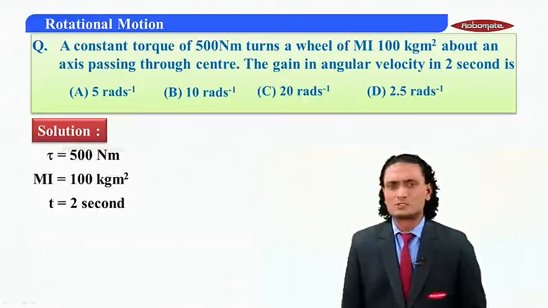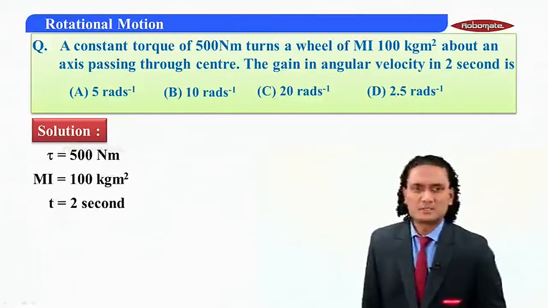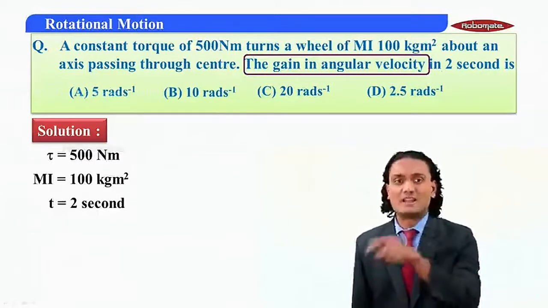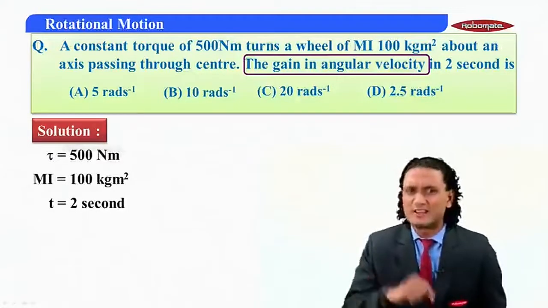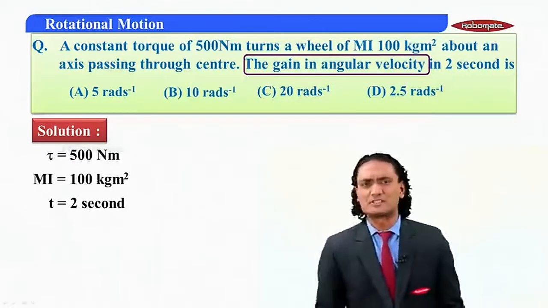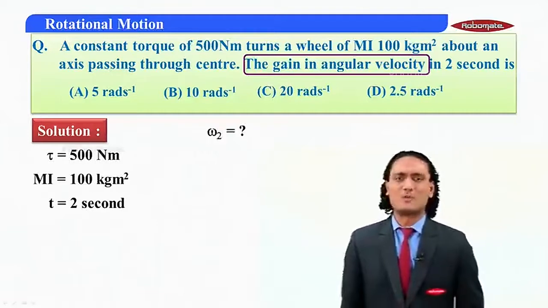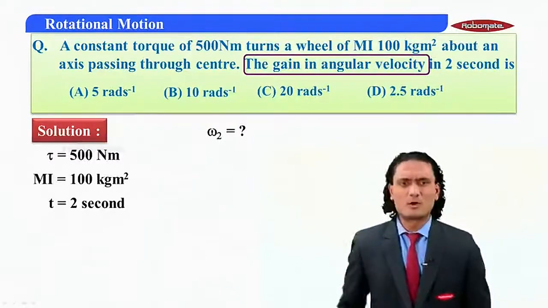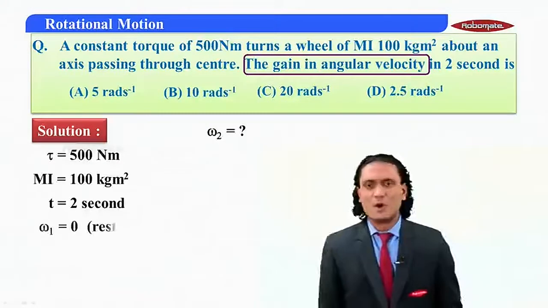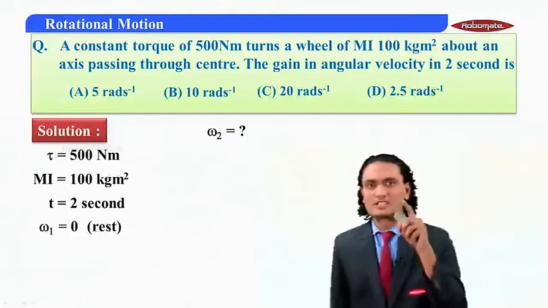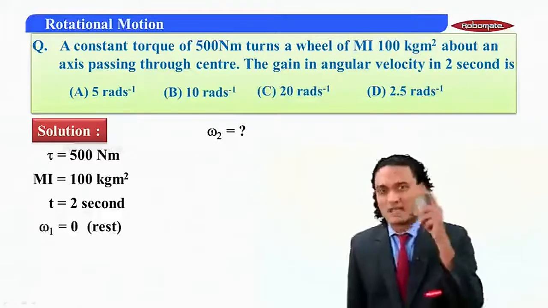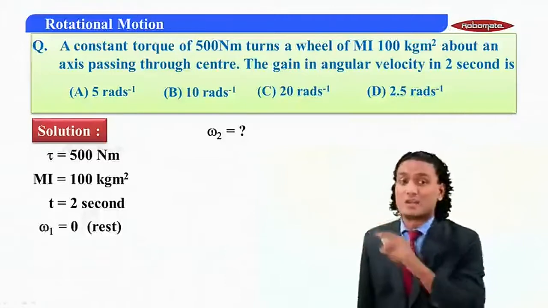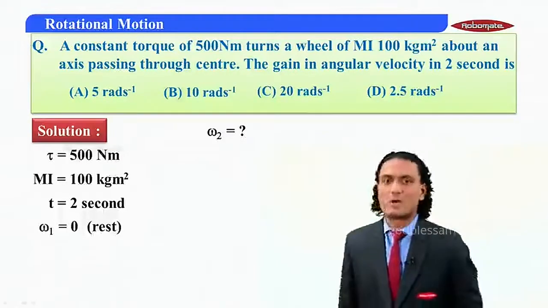Anything else students? No. What is asked? They are asking you to find out the gain in angular velocity. That means they're asking you to find out omega 2. Then what about omega 1? Omega 1 is 0. Why? Because the wheel is starting from rest. The torque is acting on the wheel, it turns the wheel, and they're asking you to find out the gain in angular velocity in 2 seconds. So omega 1 is 0.